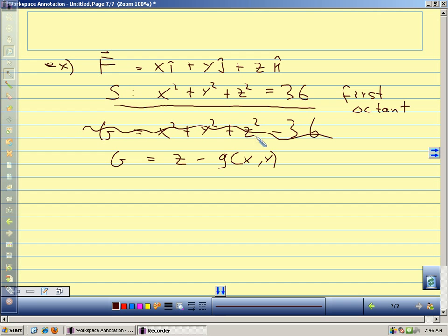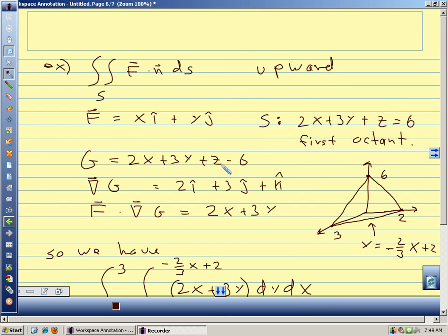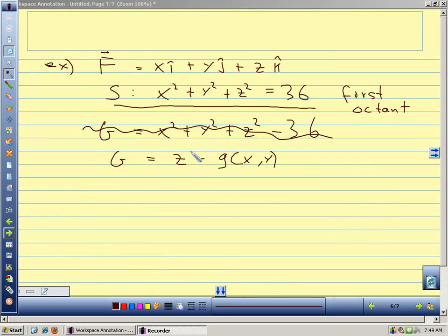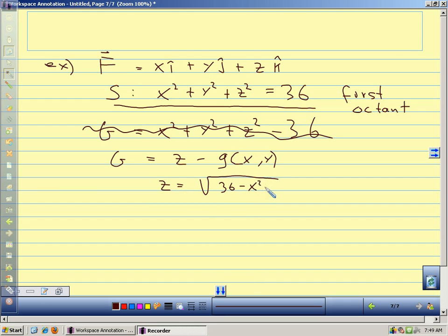But then how come in the first one we could do it? Because in our first one, z wasn't squared. So we could write z equals 6 minus 2x minus 3y. So then the small g would be 6 minus 2x minus 3y. So in this case, we have z squared. That's what's changed in this one. So here we would say z equals the square root of 36 minus x squared minus y squared.